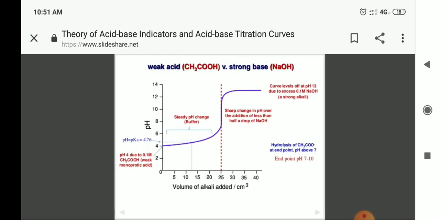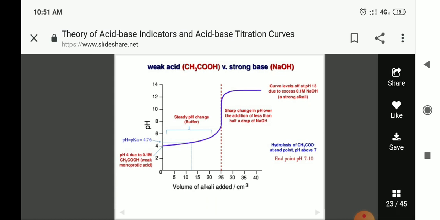Next is the graph of the weak acid, acetic acid, versus strong base, that is NaOH. Firstly, on the y-axis is the pH and on the x-axis the volume of alkali added. Firstly, the pH is about 3 due to the 0.1 molar acetic acid, which is a monoprotic acid. pH is equal to pKa, which is equal to 4.76. This is the pH value.